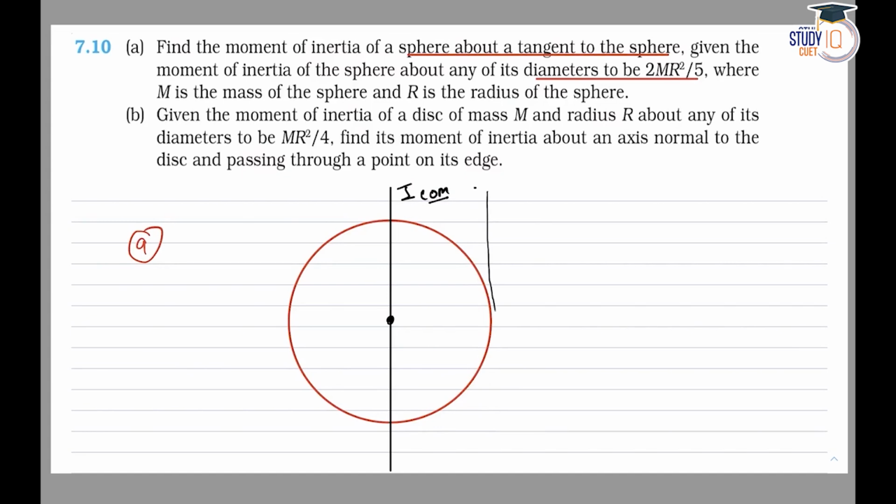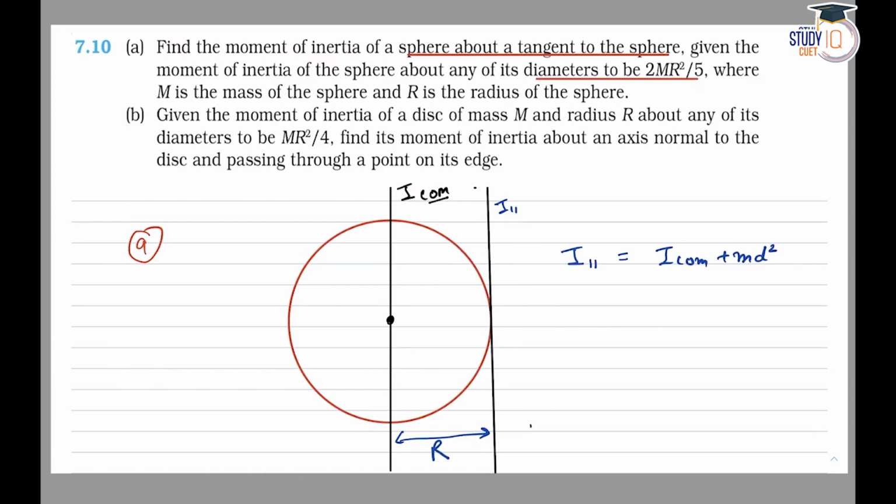The line behaves as a tangent to the given solid sphere, and we are supposed to find the moment of inertia about this tangent. So clearly we can use the parallel axis theorem, which says that the moment of inertia about any axis which is parallel to an axis passing through the center of mass can be written as ICOM plus md square, where d is the distance between both the axes. In this situation, the distance between both the axes is capital R.